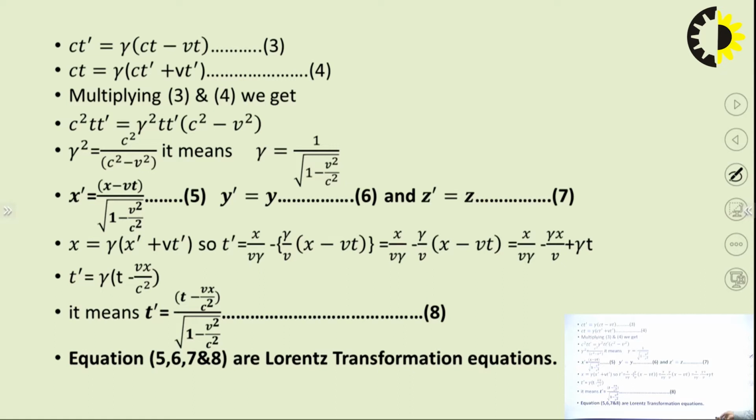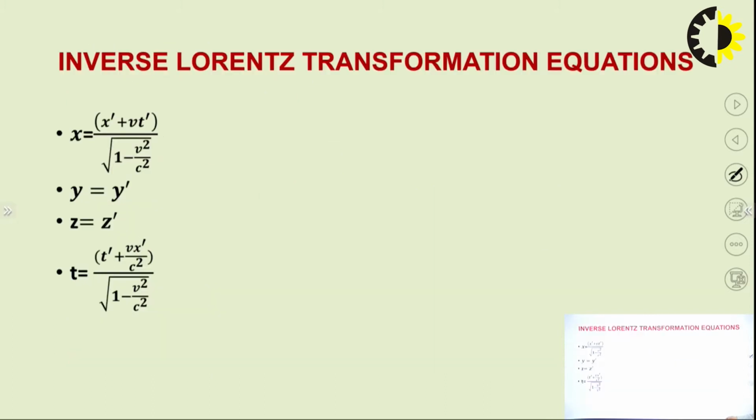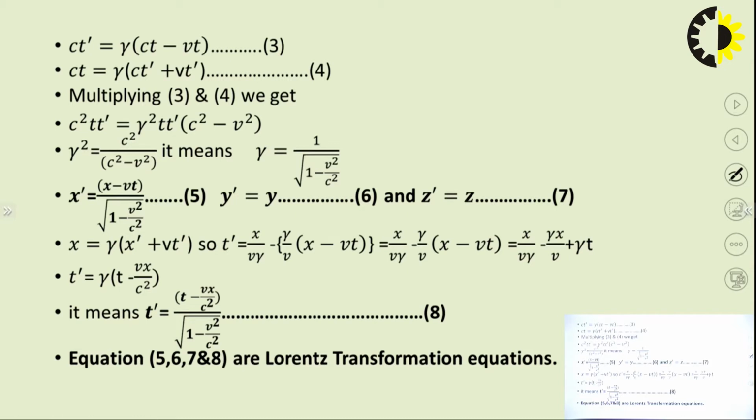Based on these postulates, Lorentz derived 4 equations, and they are known as the Lorentz transformation equations. According to Einstein, the Galilean transformations do not hold good for very high velocities compared to the velocity of light. So, Lorentz derived these 4 equations, equations 5, 6, 7 and 8.